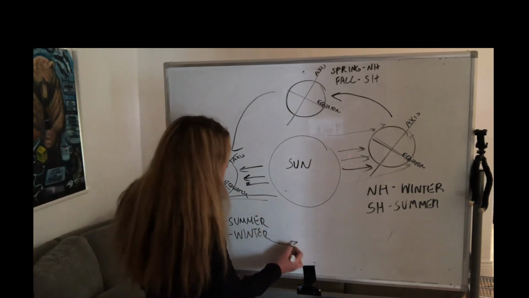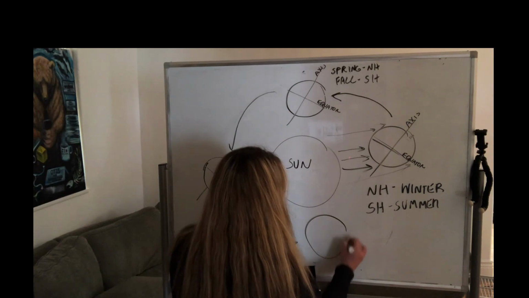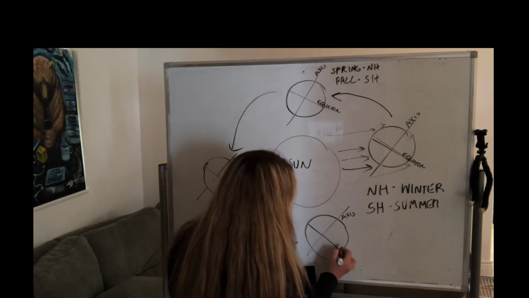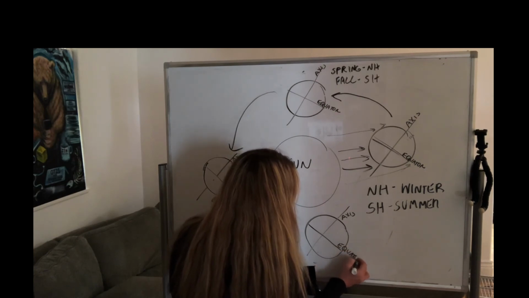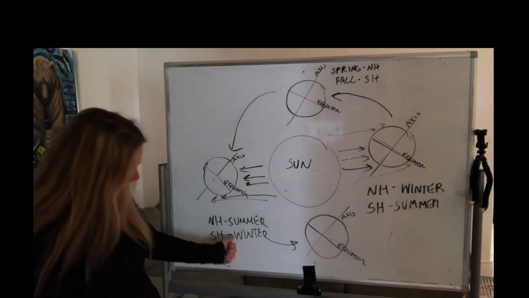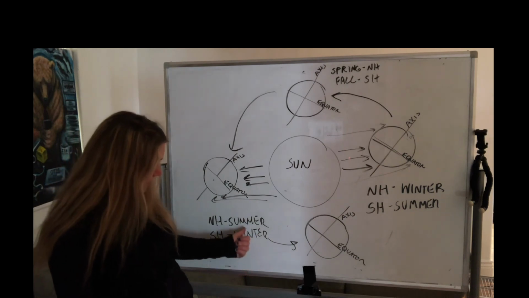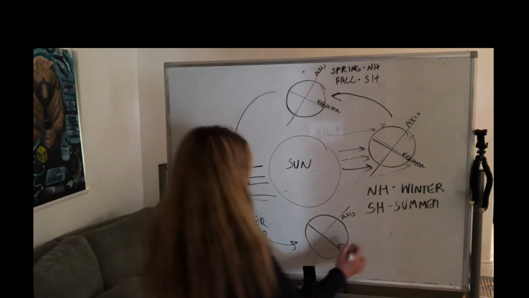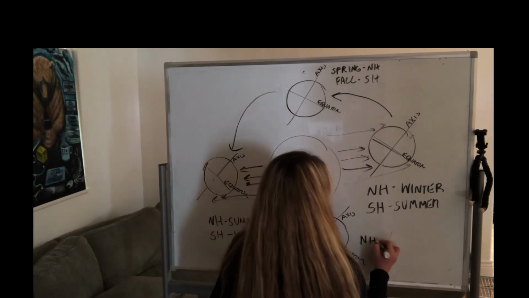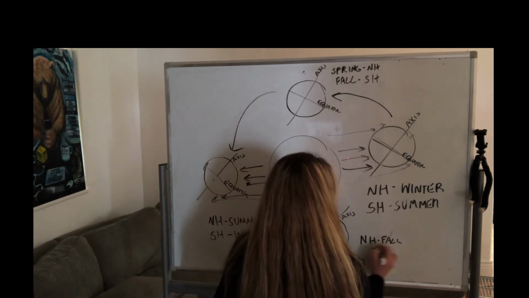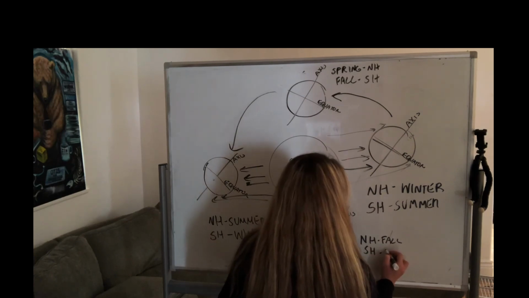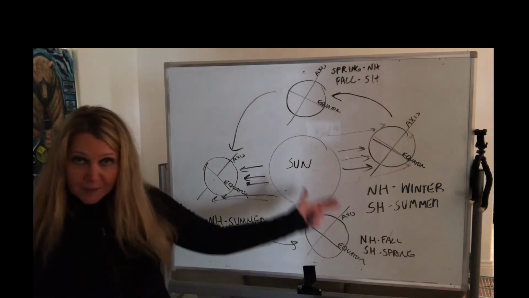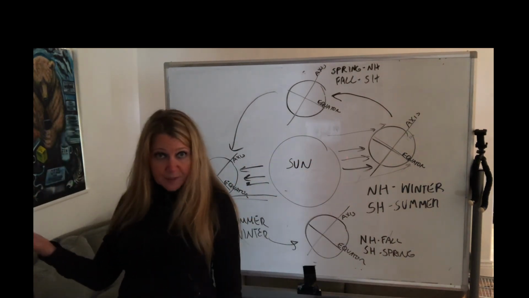Okay, next season, same angle, go to the axis, go to the equator. Now after summer in the Northern Hemisphere, we have fall. So the Northern Hemisphere would be fall, and the Southern Hemisphere would be spring. So whatever season it is in the north, it would be the opposite season in the south.